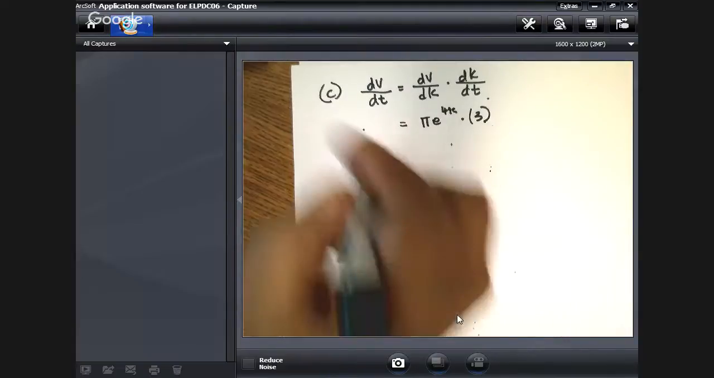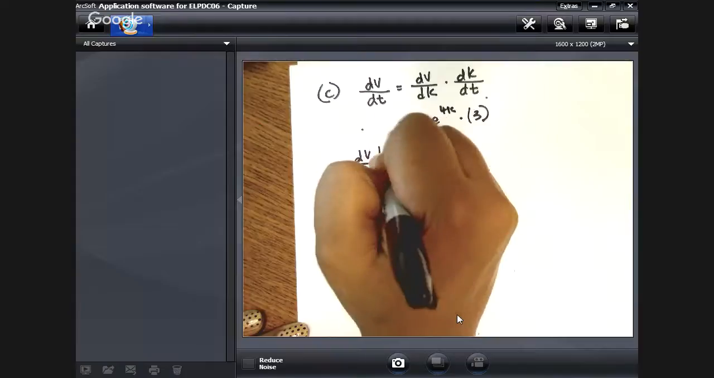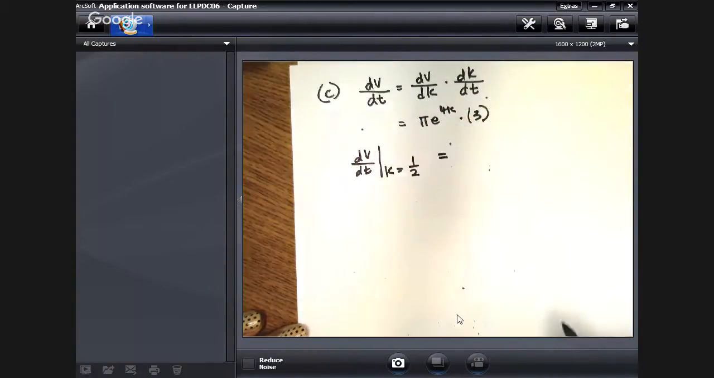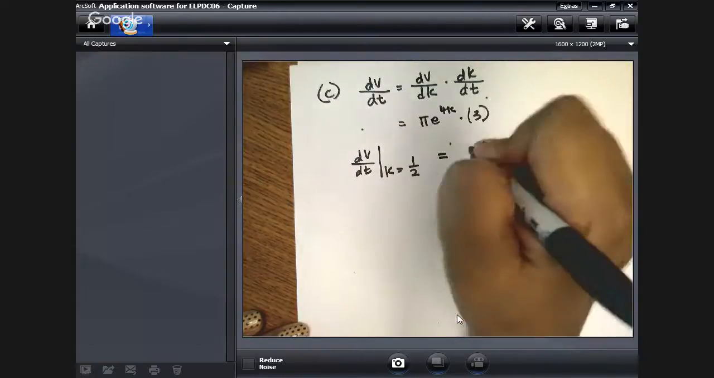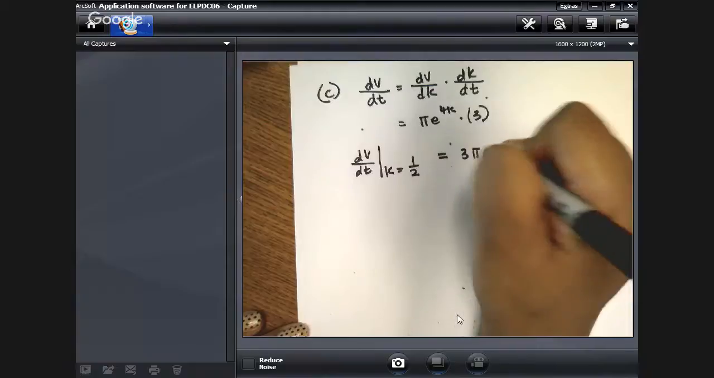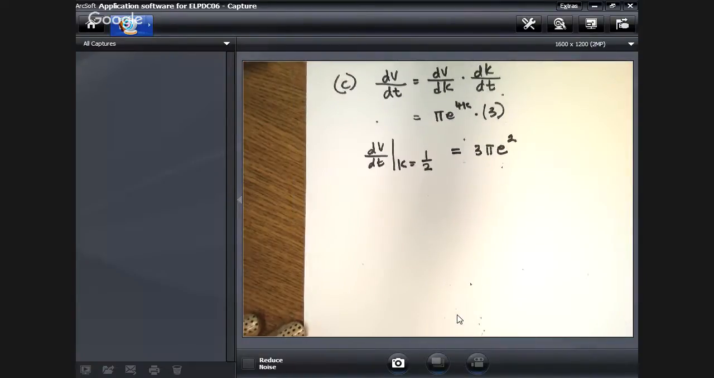So when k is 1/2, dV/dt when k is equal to 1/2 is going to be equal to 3 pi e to the 2nd power, right? Half of 4 is 2, putting 1/2 in. So that would be the answer to part C.